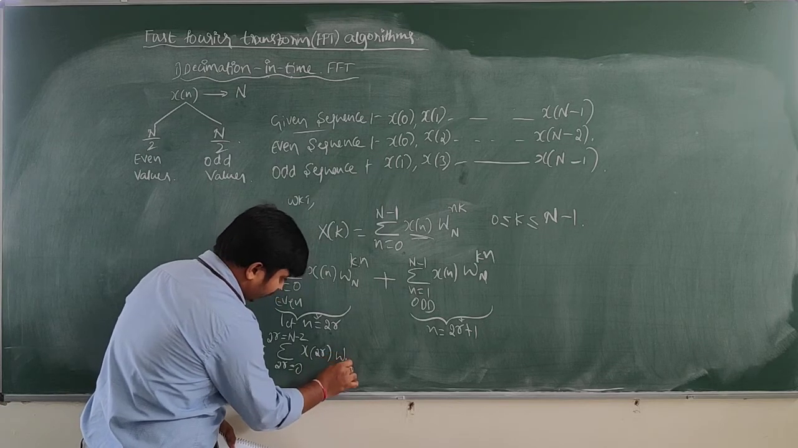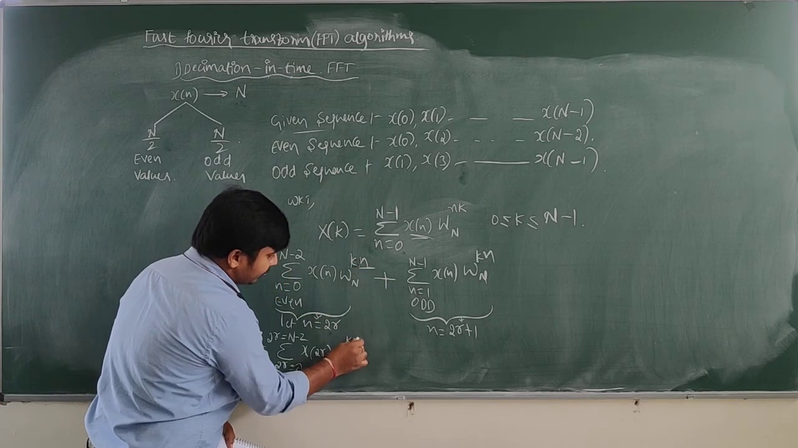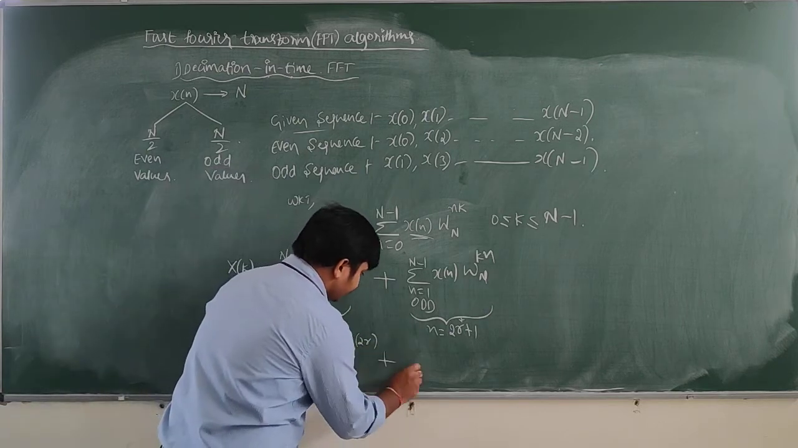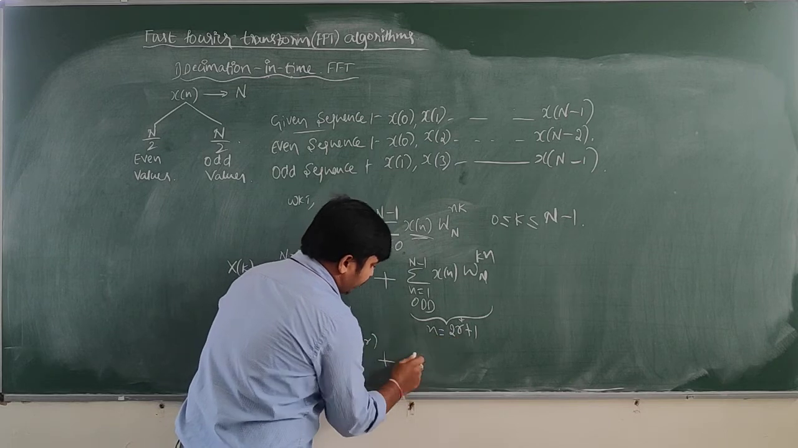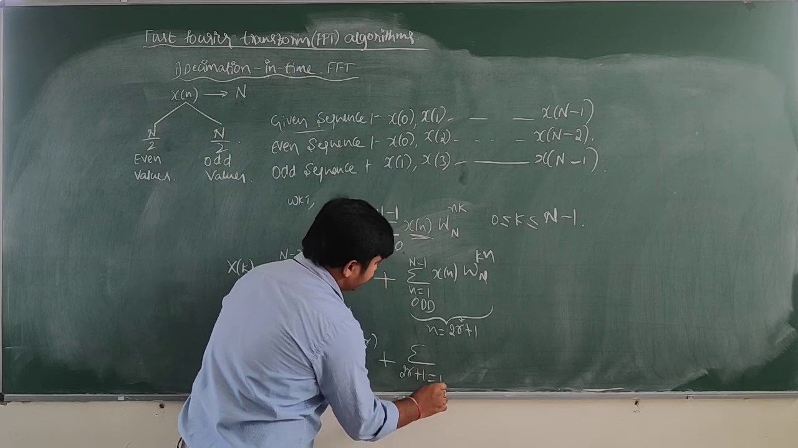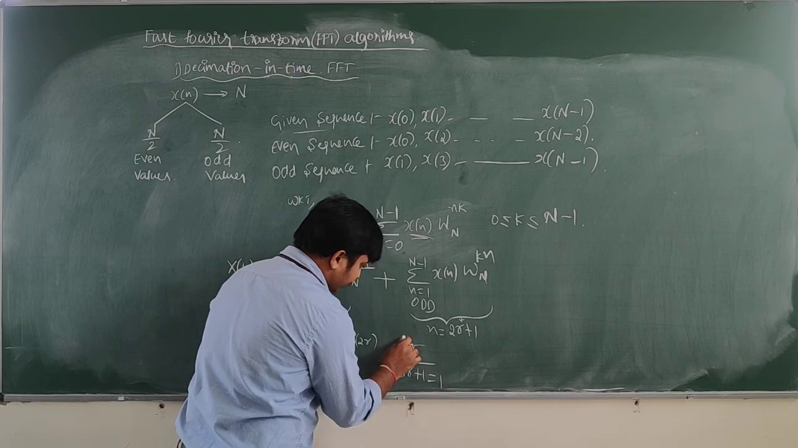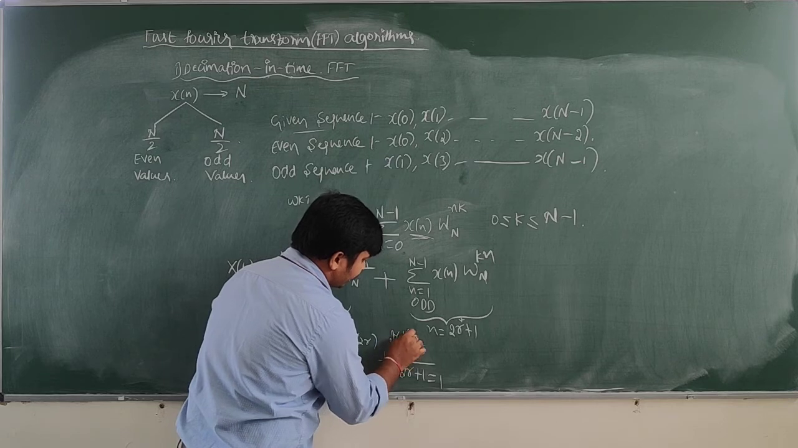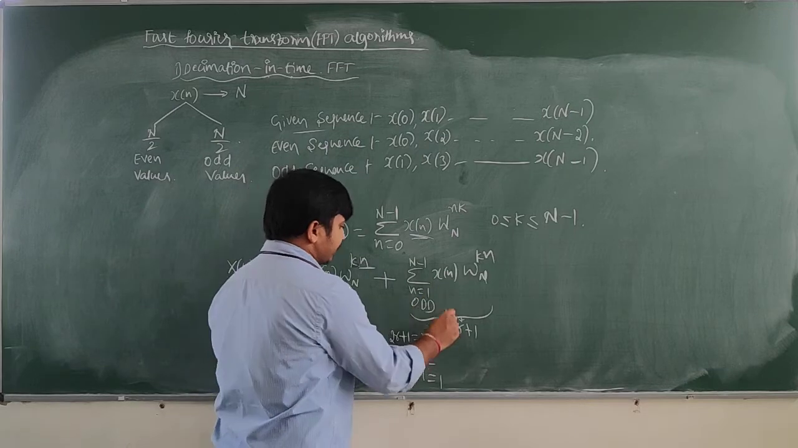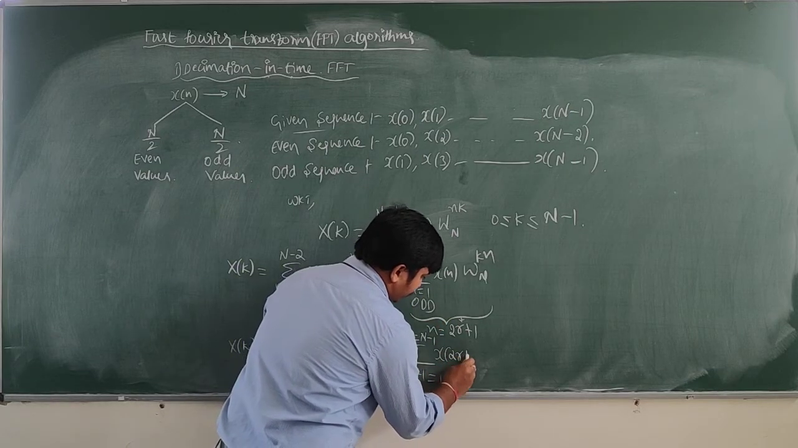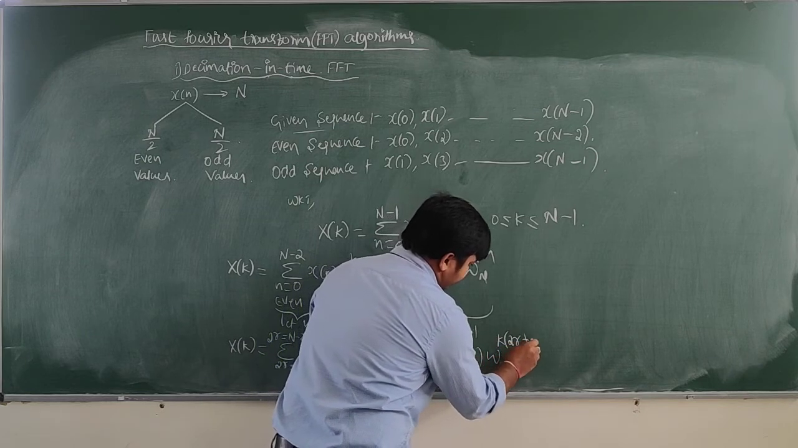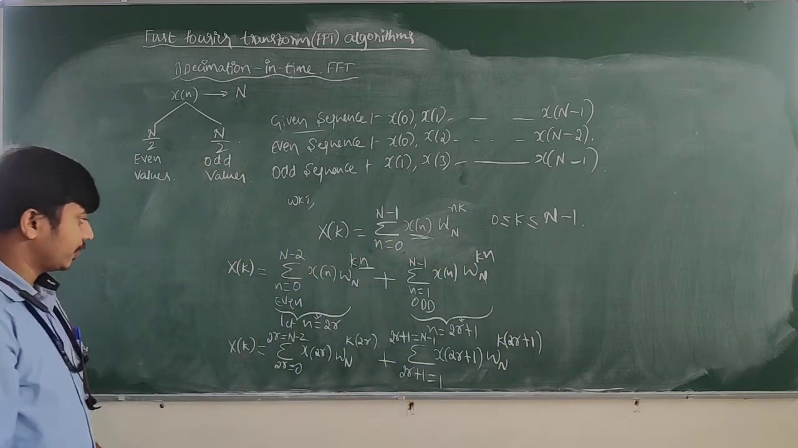Okay, and x of 2r into Wn power k into n is there. So n is what here? 2r. Okay, plus. So here replace n by 2r plus 1. So summation, 2r plus 1 is equal to 1, upper limit is 2r plus 1 is equal to n minus 1. Okay, so x of 2r plus 1 into Wn power k into 2r plus 1.